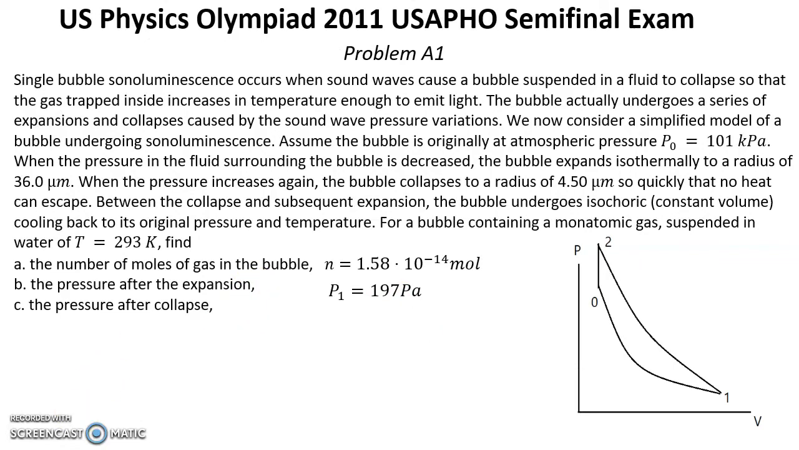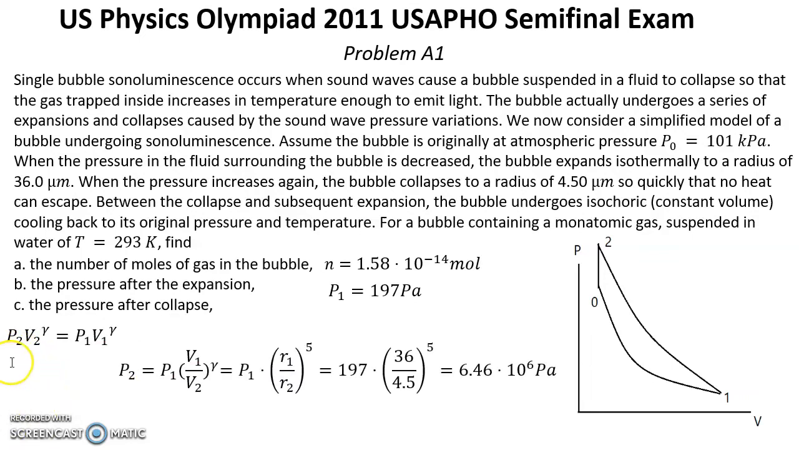Next question is C. The pressure after collapse in point 2. So here we have adiabatic compression. We have this formula for adiabatic compression. So from here we can find the pressure in point 2. Using this adiabatic formula for adiabatic compression, we can find the pressure P2. That will be 6.46 times 10 power 6 pascals. That was the answer for question C.